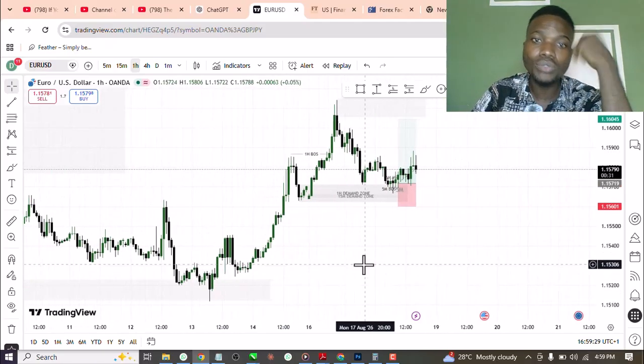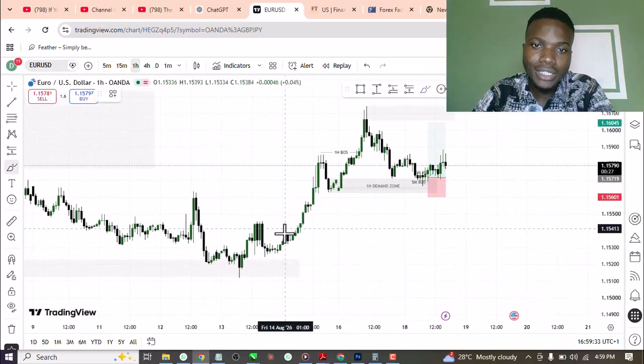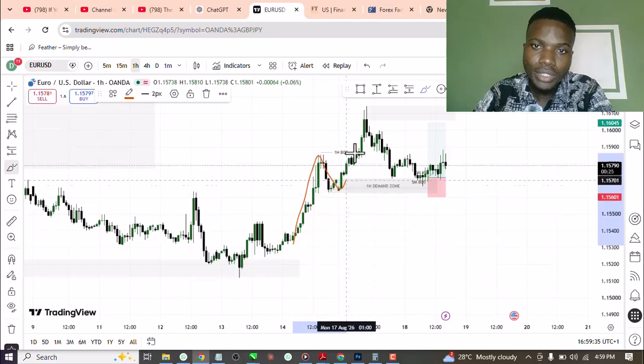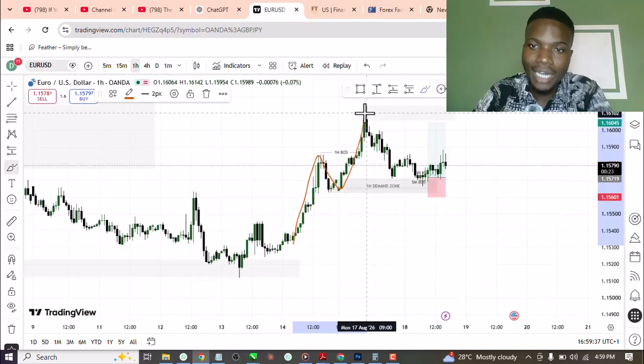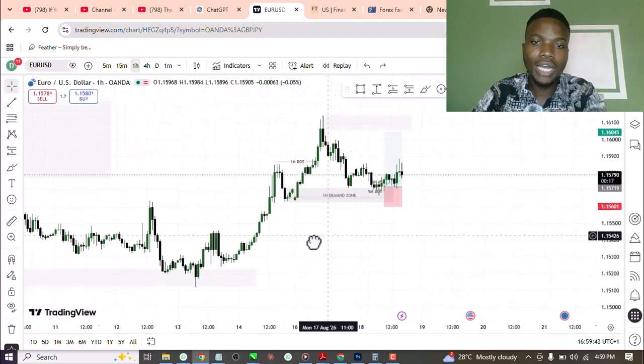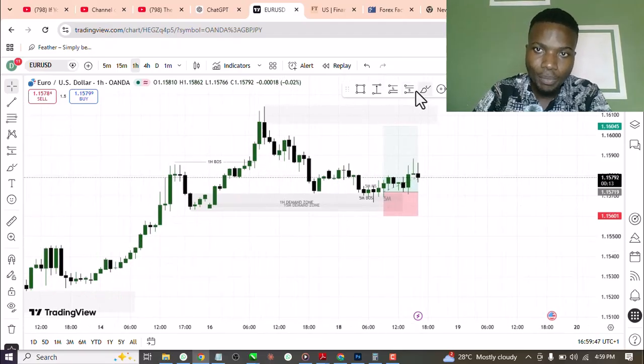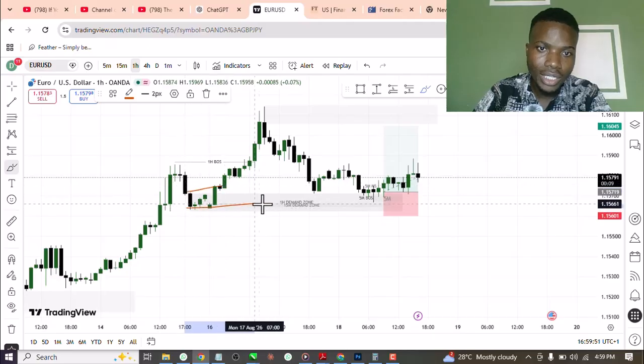When I got to the 1 hour time frame, I observed that price was creating higher highs and higher lows. Then this is the next high. From that I marked up my 1 hour demand zone, as you can see on the screen right here. I marked up my 1 hour demand zone with this selling candle right here.